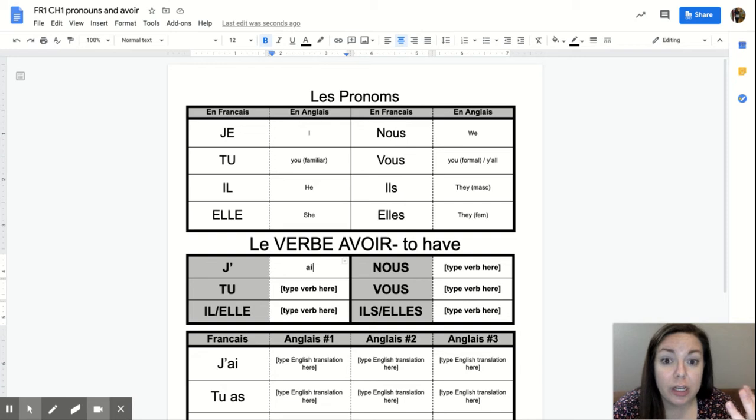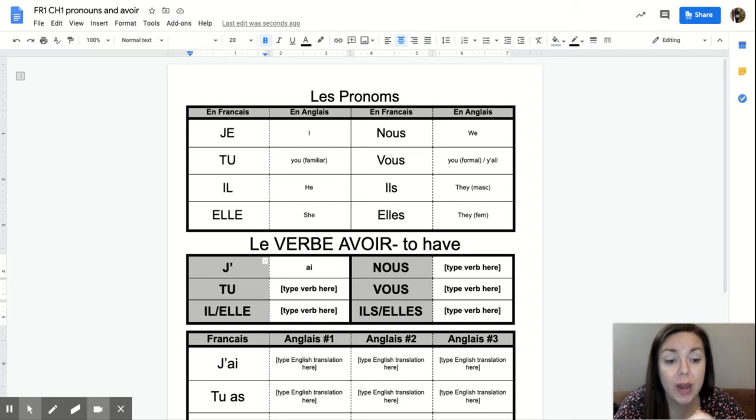So in English, we change it: I have, you have, he has. That verb changes depending on the pronoun that we're using it with. So it's the exact same thing in French. So we have j'ai. All right, so let's talk about why this E went away.